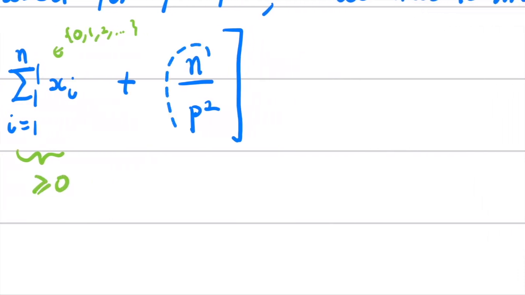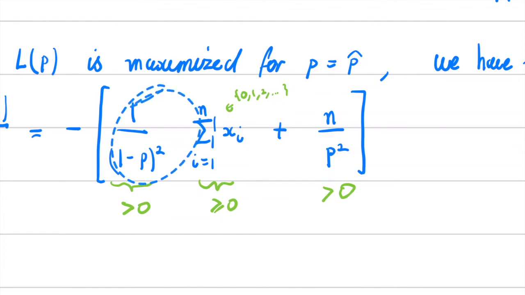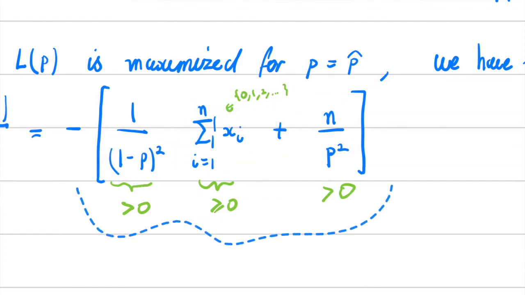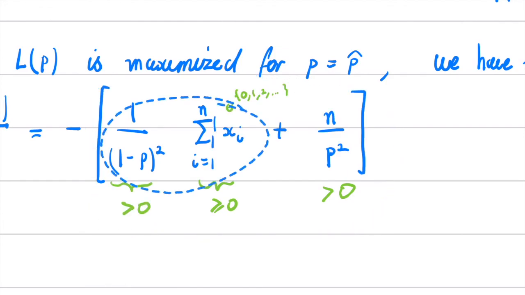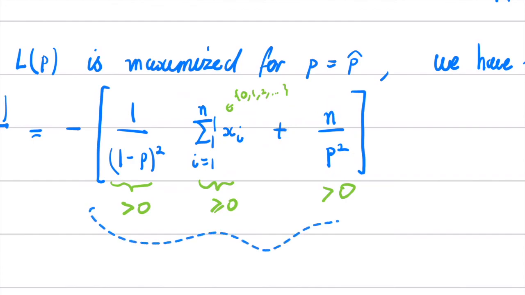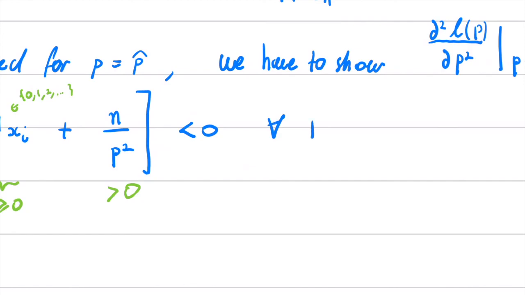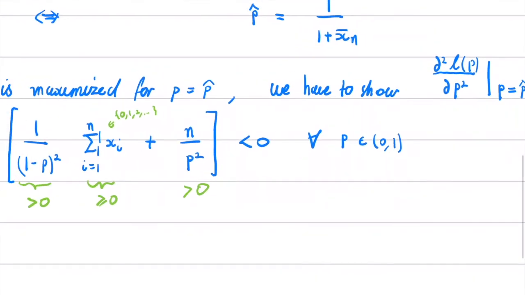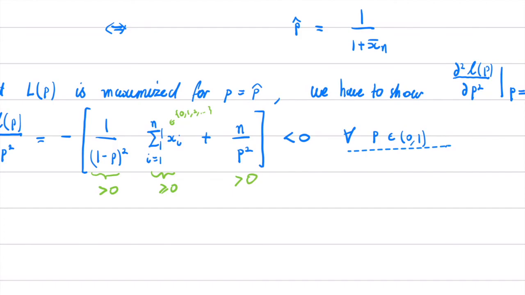And this expression here, well, n is definitely at least 1, and p is definitely greater than 0. So this p squared is definitely greater than 0, which means this expression here is greater than 0. So everything here is greater than 0, which means a multiplication of things greater than 0 plus something greater than 0 is all greater than 0. But now we've got a negative out the front, which means the whole thing together must be less than 0. And this is true for all values of p, irrespective of the value of p that we have.